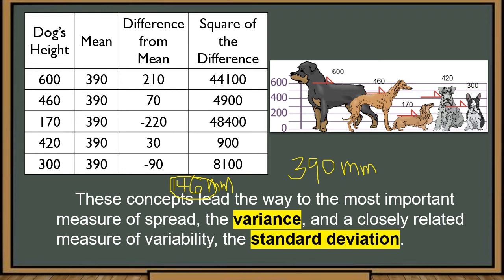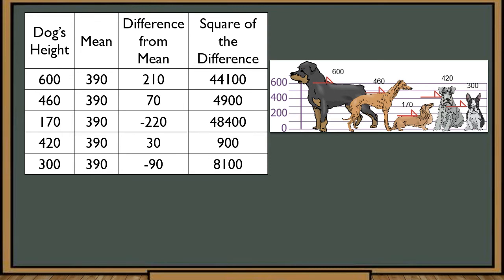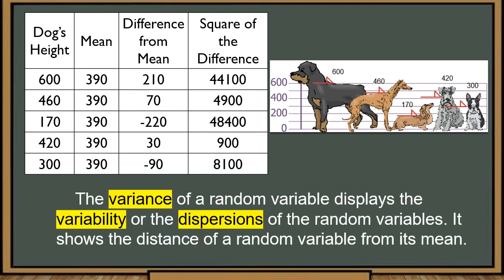So the concept we have here: the variance of a random variable displays the variability or the dispersion of the random variable. It shows the distance of a random variable from its mean. So variance and standard deviation are measures of dispersion. When we say dispersion, it is the coverage, or how dispersed, how scattered the values are.